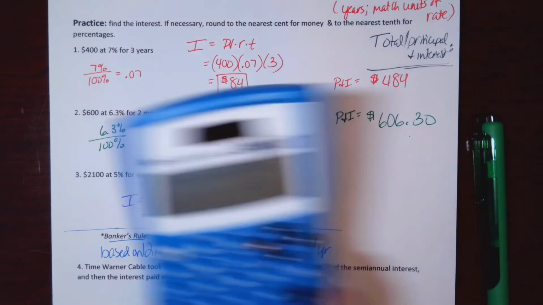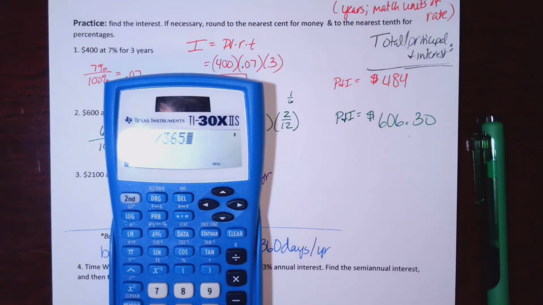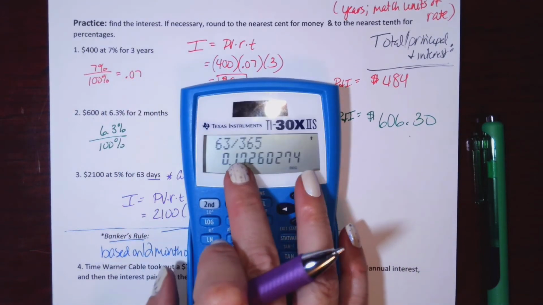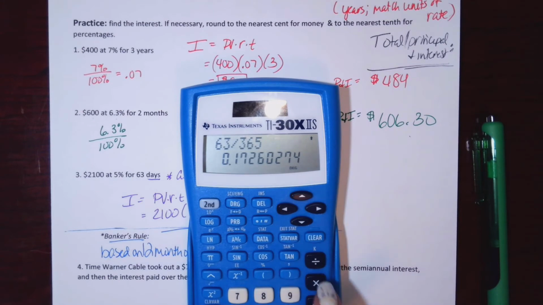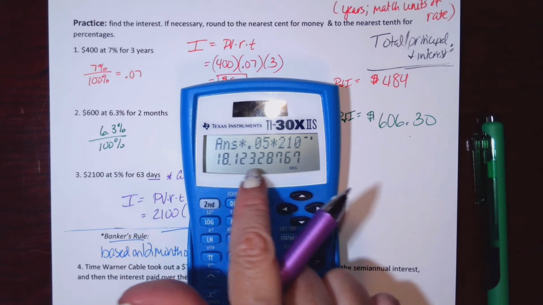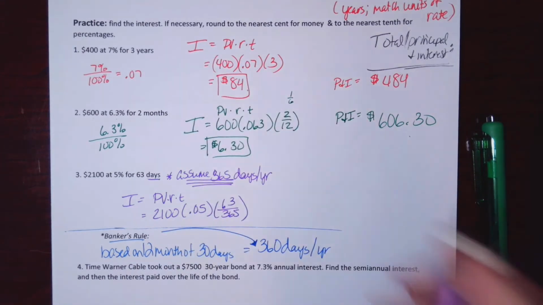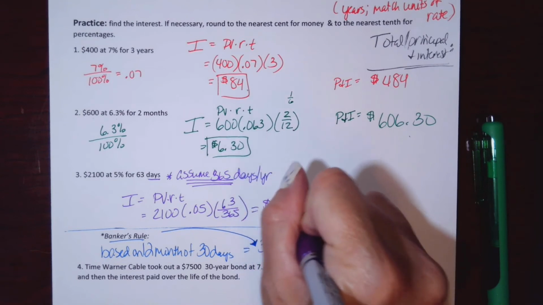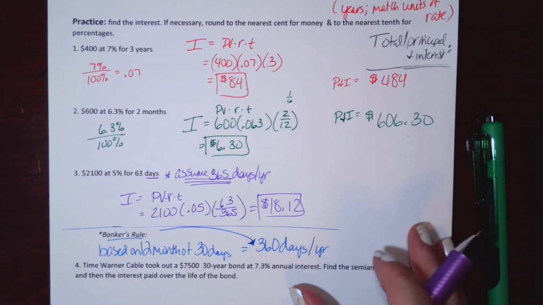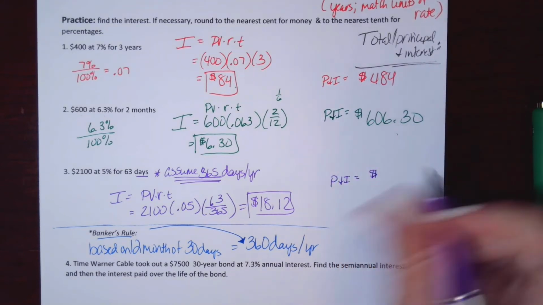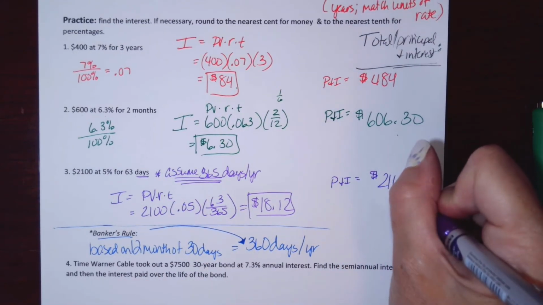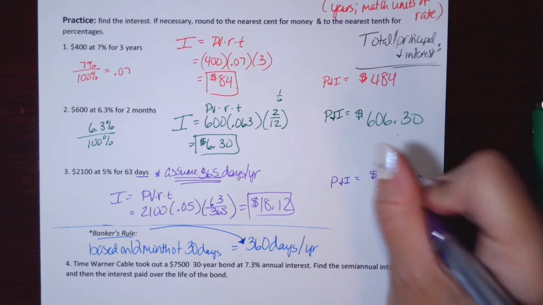And once more, we don't round off until the end. So 63 divided by 365 is irrational. It keeps going. I do not round that off. I multiply it times my rate, times my principal, and that gets me my interest. When I get my interest, this is when I round it off to the nearest penny, because that's the closest denomination of currency that we have. So for this circumstance, principal and interest would be $2,118.12.